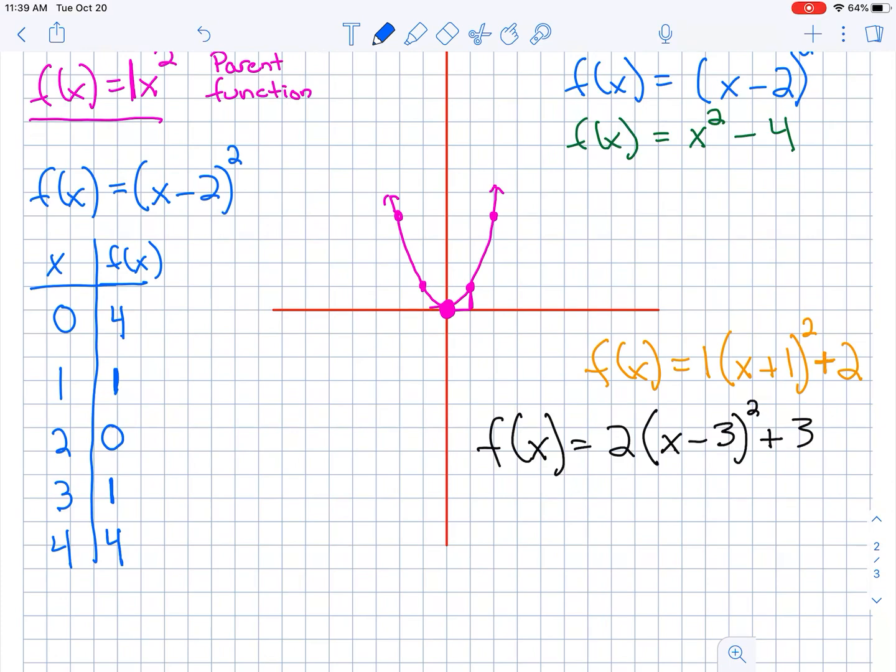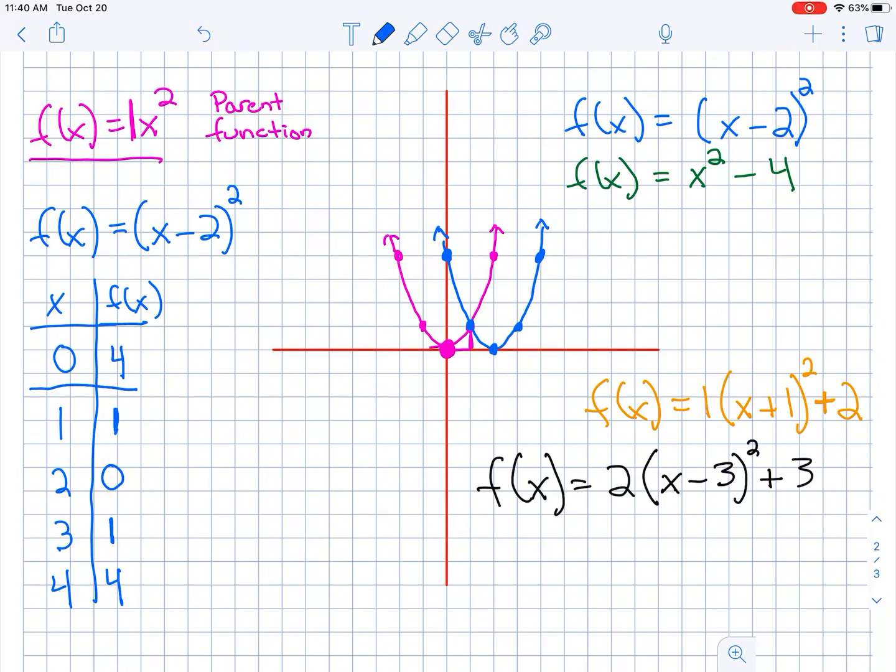So if I were to graph these points, watch what happens. 0, 4. 1, 1. 2, 0. 3, 1. And 4, 4. Okay? All right, and then I would connect those like this. So really, with any of these, I could just graph them with a table, okay? I would have to know what x values to plug in, because if you just plug in any x values, you don't really know what part of the parabola you're getting, all right?